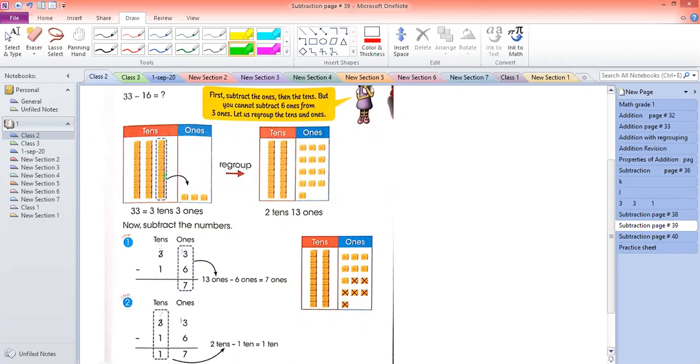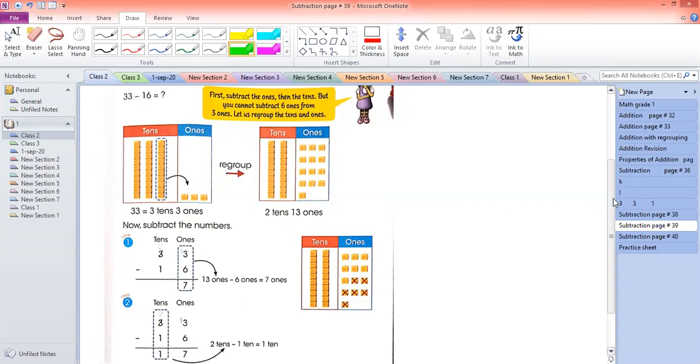So these are 10 ones. I regroup it with ones. So now there are 3 and 10, total 13 ones. Check here: 1, 2, 3, 4, 5, 6, 7, 8, 9, 10, 11, 12, and 13. So there are now 13 ones. Now I can cut 6 ones.